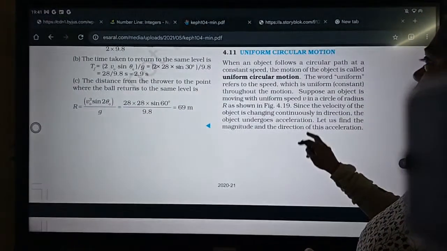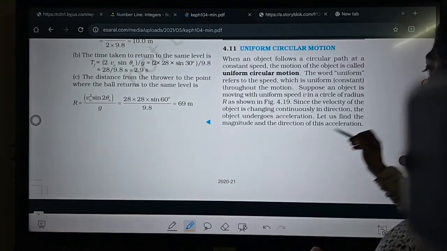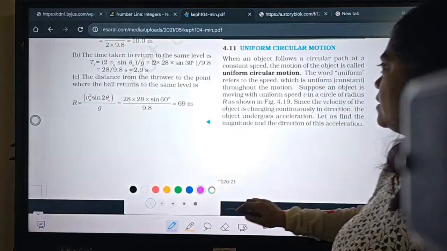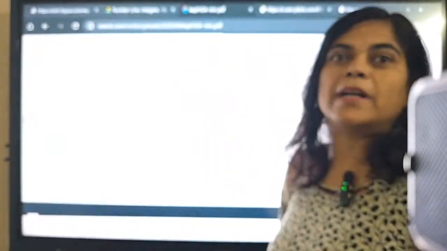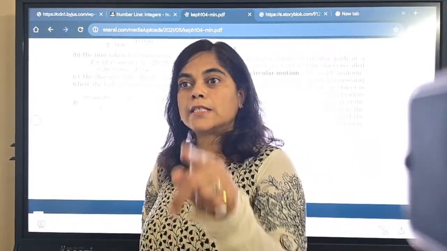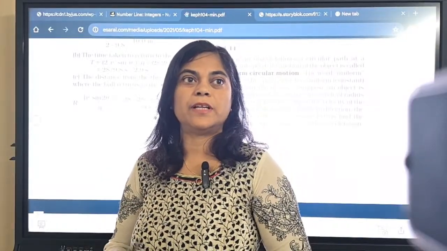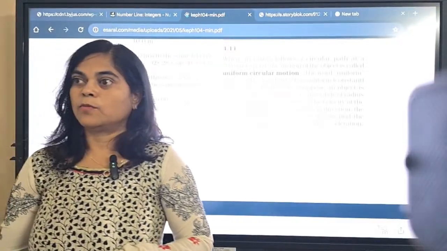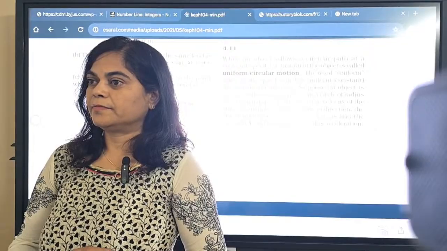Then what does it say? What is uniform circular motion? Here it says the circular path at constant speed. If the particle is moving in a circular path at constant speed, what is the meaning of constant speed? It is not constant velocity we are saying. What is the meaning of constant speed?